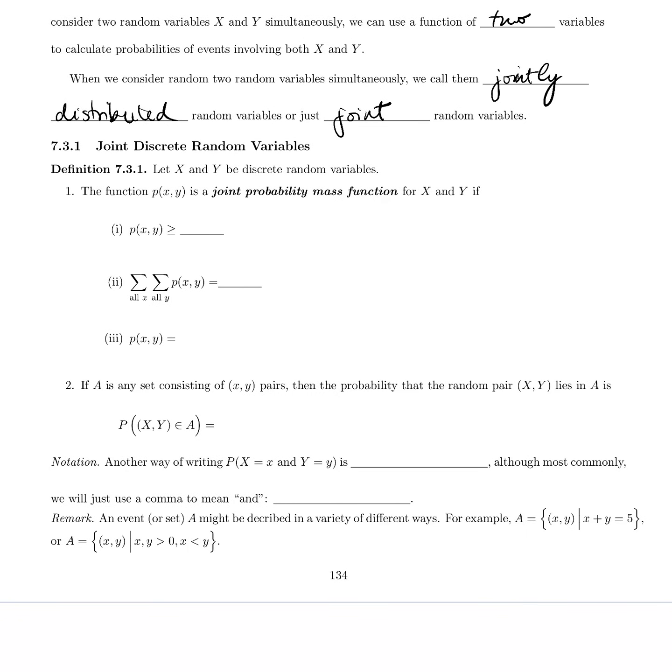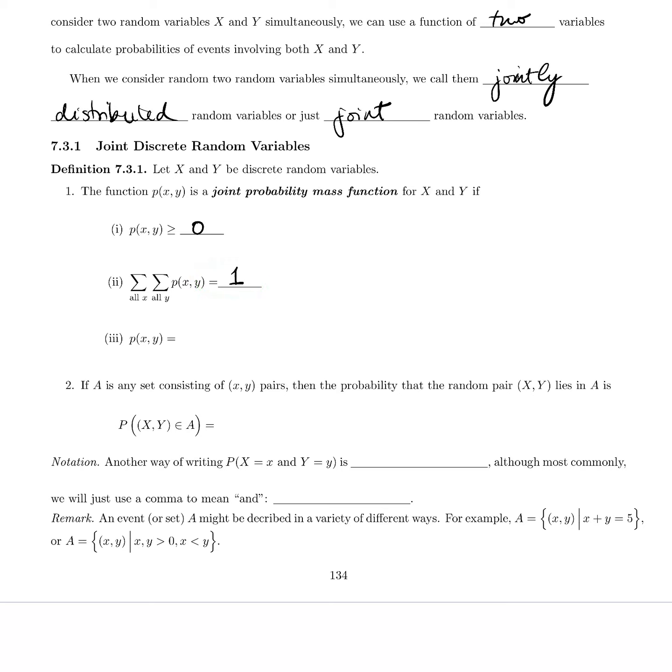Subsection 7.3.1, joint discrete random variables. Definition 7.3.1: let X and Y be discrete random variables. The function p(x,y), a function of two variables, is a joint probability mass function for X and Y if p(x,y) is greater than or equal to 0 for every (x,y) value. If you sum up over all x and all y the p(x,y) values, you're going to get 1, because this is what we're thinking about as probabilities. Probabilities have to be non-negative, and total probability has to be 1.